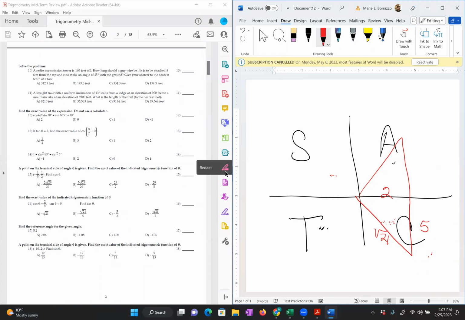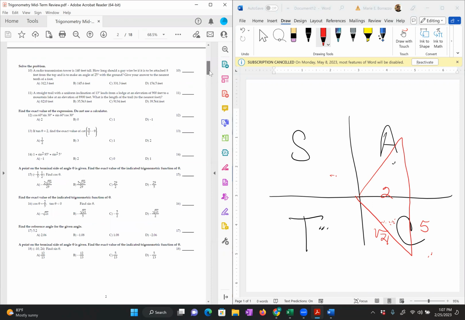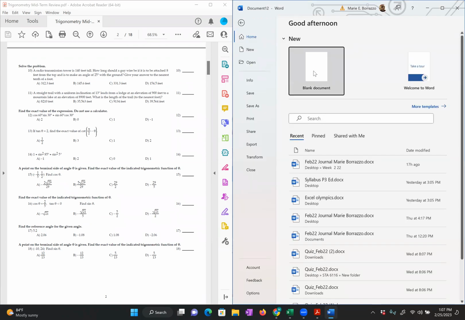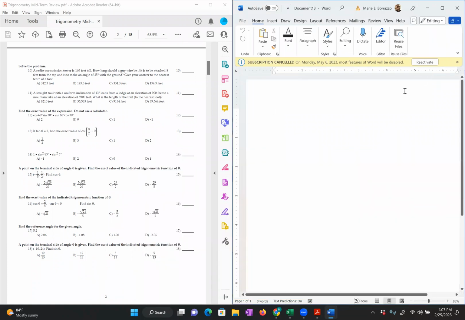Number 17. Take a quick gander at 17. Yeah, 17, 18. Okay, so I'm going to get a new one here. I'm getting to the end. All right. We have been given a reference angle of 5.2.